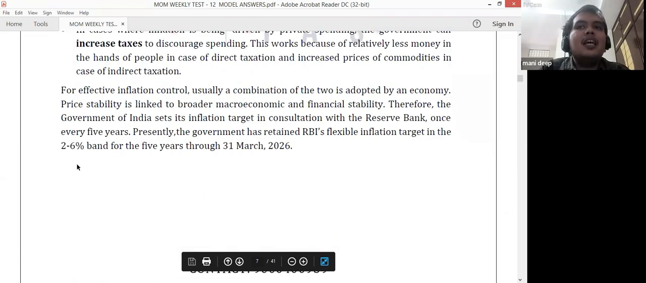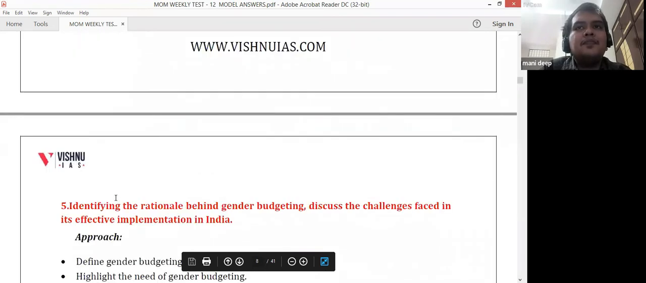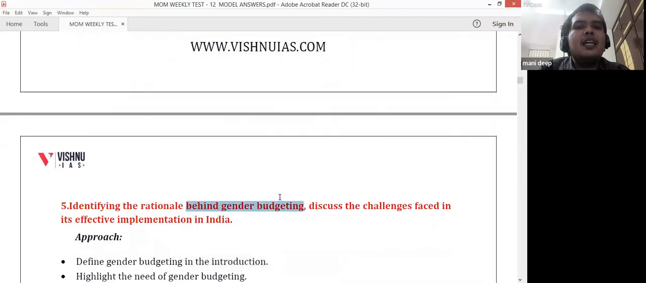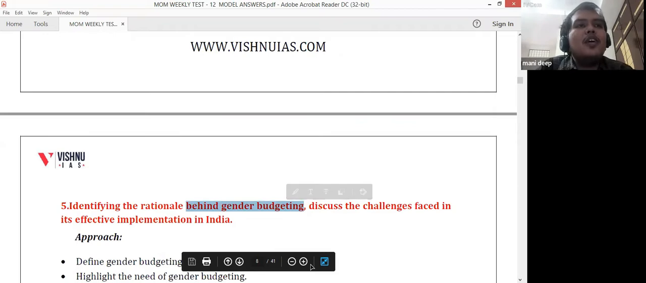The next question, the fifth question, is regarding the rationale behind gender budgeting. In India, there is a gender divide or gender gap, where male and female are not placed on an equal footing, rather the female is placed at a lower footing than the male. So to bring both of them to an equitable level, the government is trying to use different means. One such means is gender budgeting.